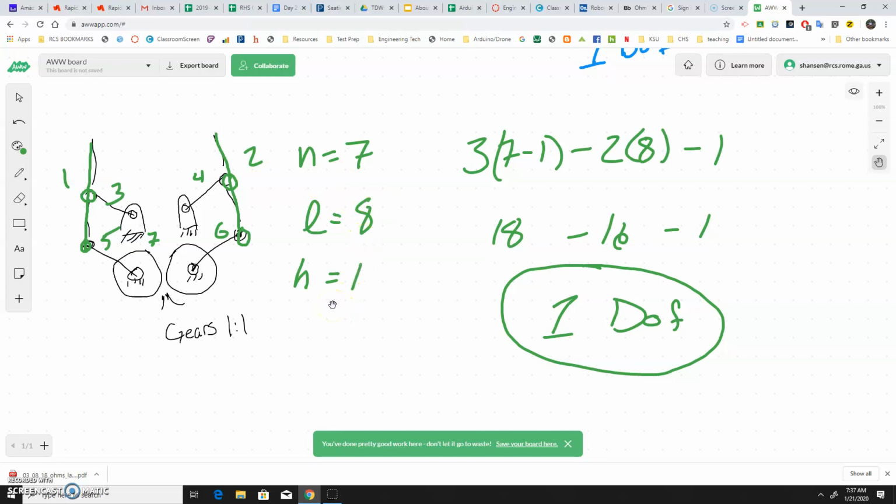So give this a shot. You should have a couple gripper designs down on paper. Go ahead and analyze them using this mobility equation. See what you come up with.